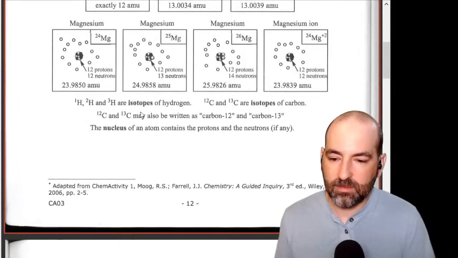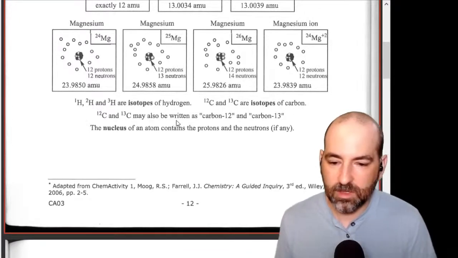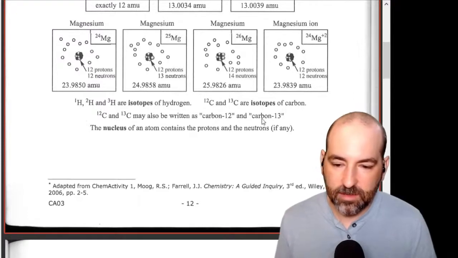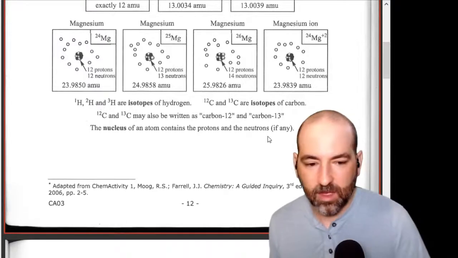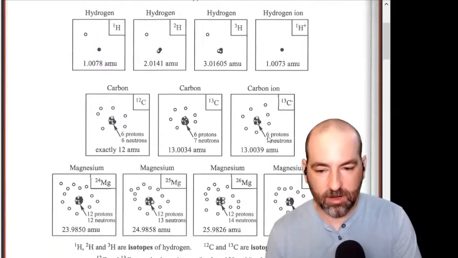The hydrogen 1, 2, and 3 are isotopes. Carbon 12 and carbon 13 are isotopes. We can write these this way. And the nucleus of the atom contains the protons and the neutrons. So the first part of doing this is just going to be counting some particles.